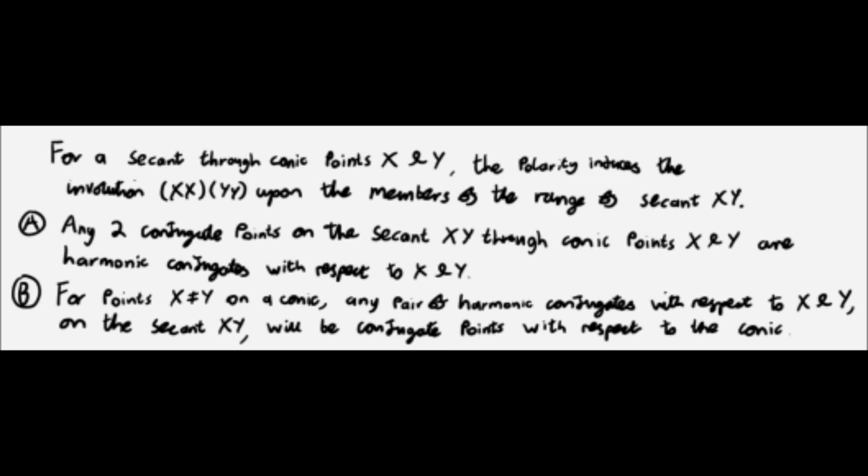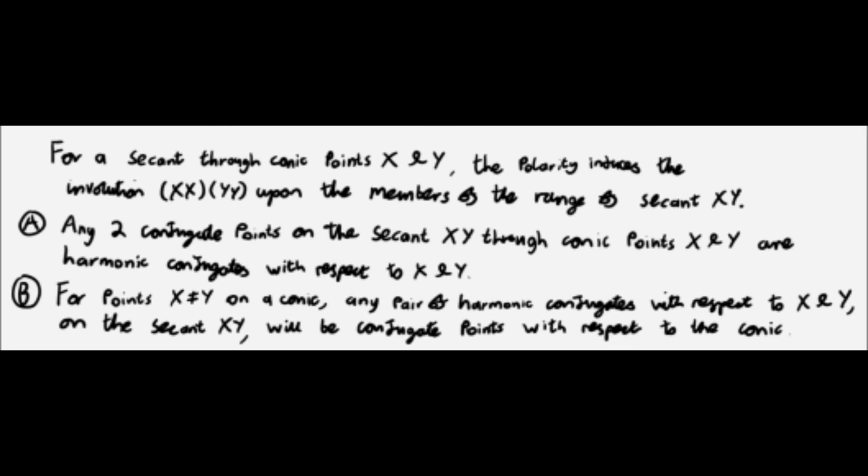So Theorem A establishes that points which are conjugate on a secant are going to be harmonic conjugates with respect to the intersection points of the secant. And Theorem B establishes that harmonic conjugate points are going to be conjugate points with respect to the polarity.